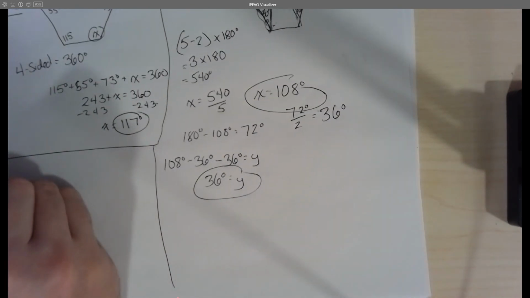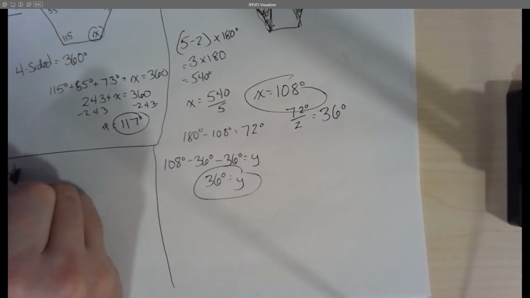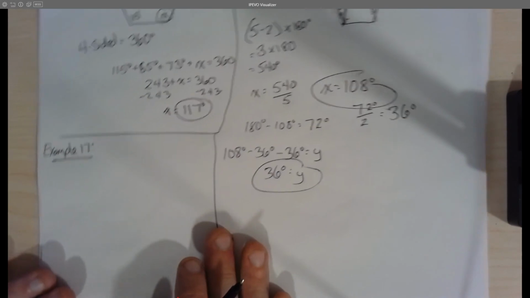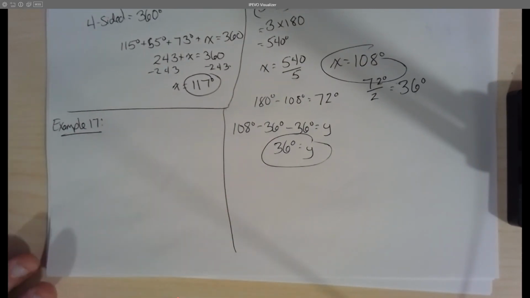Last example, example 17. Example 17 just says the angle sum of the interior angles of an n-sided polygon is 2,700. Find the value of n. So we're kind of working a little backwards here. We're given the interior angles already, the sum of them at least. We just need to figure out how many sides this polygon has, this shape has.